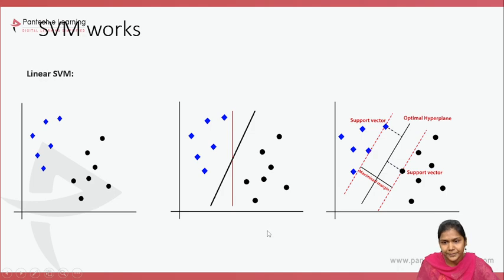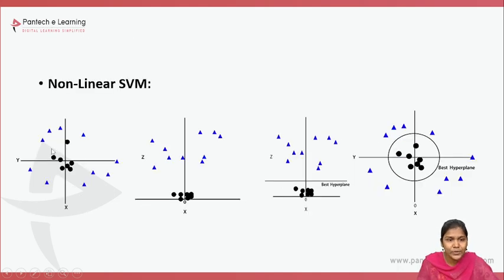Non-linear SVM means categories of data will be spread all over the region. It won't be in a particular region. Now how will the hyperplane look? You can see here, we can't separate with a straight line, but the line will be in the form of a circle here.